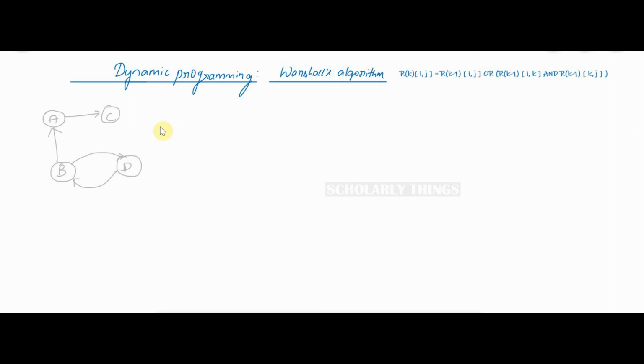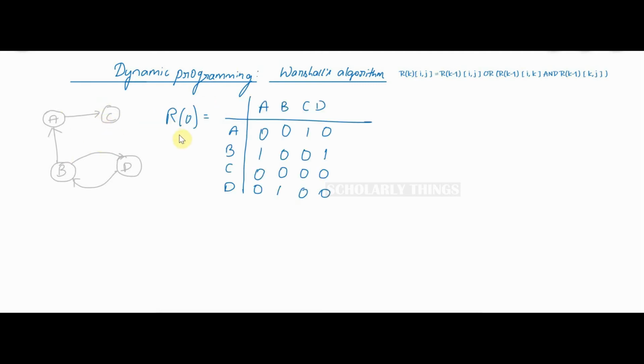Let's consider an example. We have to find the transitive closure for the given digraph using Warshall's algorithm. Initially, we find out R of 0, which is the adjacency matrix of this digraph. We put 1 if there exists a path between two vertices. For example, there is a path from B to A, so we put 1 here. And there exists a path from B to D, so 1 here. And A to C. And then D to B.